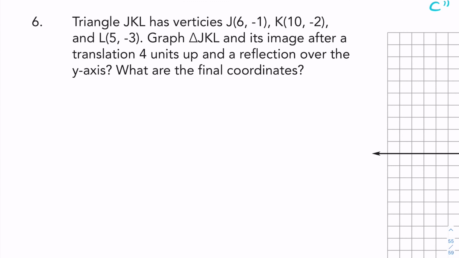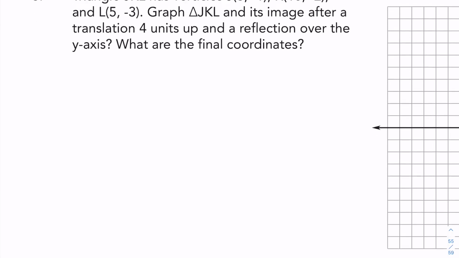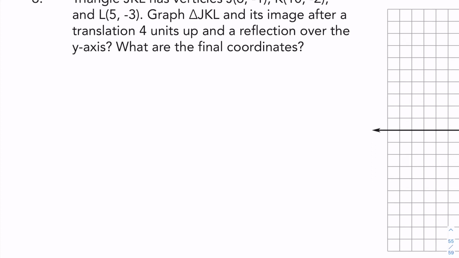Okay, JKL. Graph JKL and its image after translation 4 units up and a reflection over the y-axis. Okay, so first thing I'm going to do is the translation 4 units up. So x comma y maps onto x and y plus 4. So first thing we do is slide up.